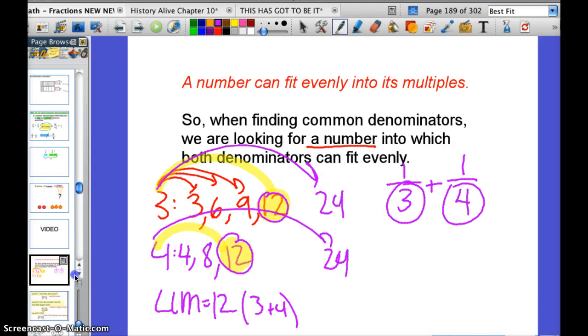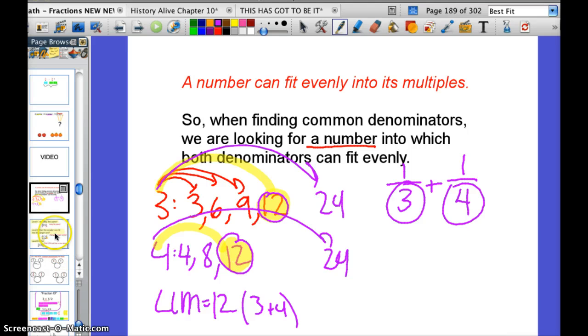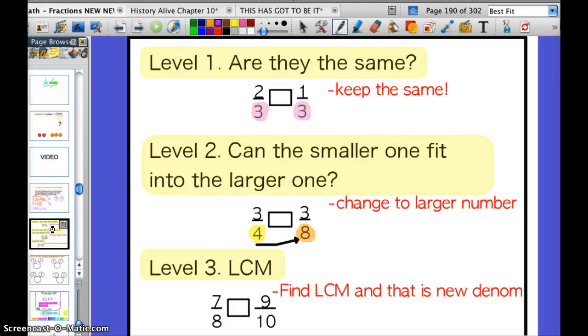So when I'm thinking about this, I need you guys to get on my same level in terms of language. When we are changing denominators so that we can either compare two fractions, add two fractions, or subtract two fractions, I refer to them as different levels. So this is very important that we be able to communicate with each other like this.